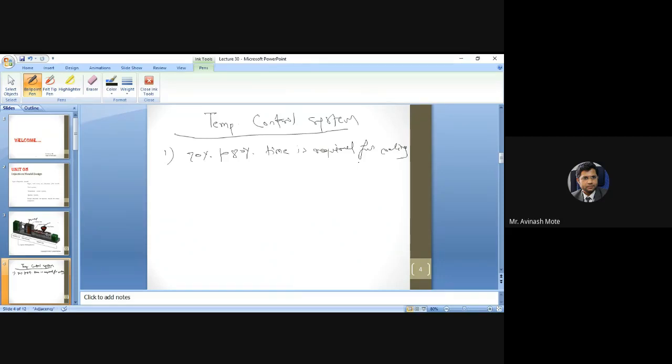If you are not getting the screen, just zoom it. You will be able to see it properly, or I'll increase the pen size also. Around 70 to 80% of the total cycle time is required for cooling, which is most important for product quality.